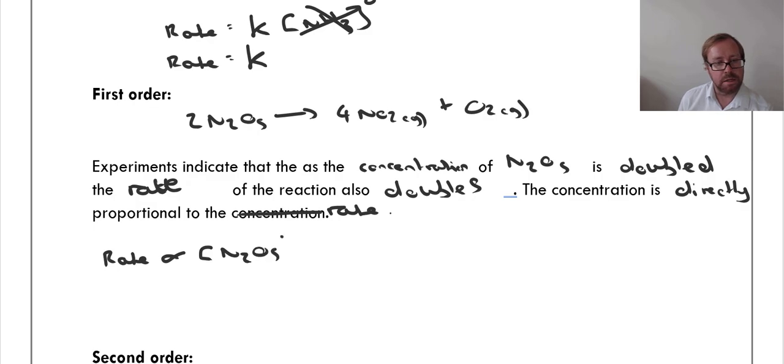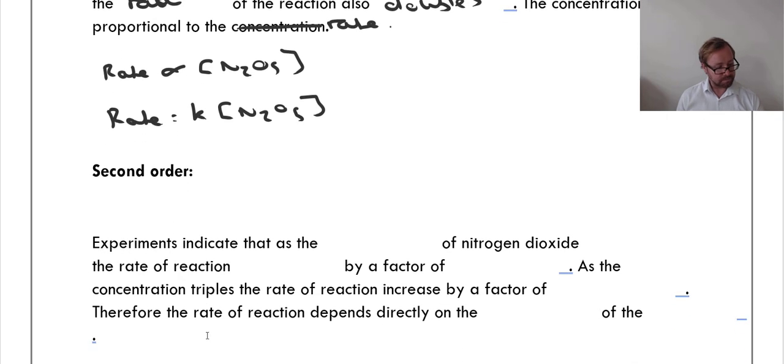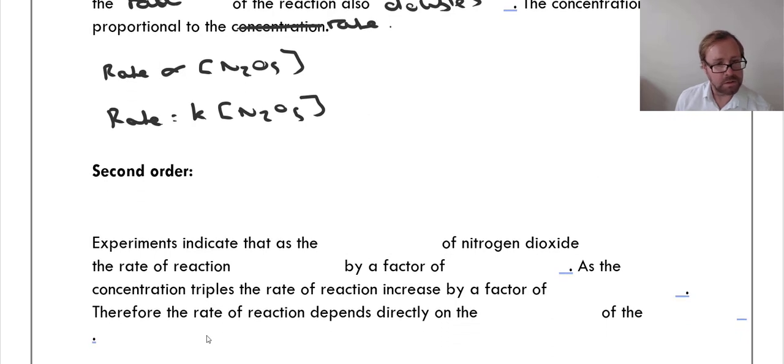we can write it like this. So the rate is directly proportional to the concentration, or we can write it as rate equals k[N2O5], with this proportionality constant. Okay, for a second order reaction, we use this example.